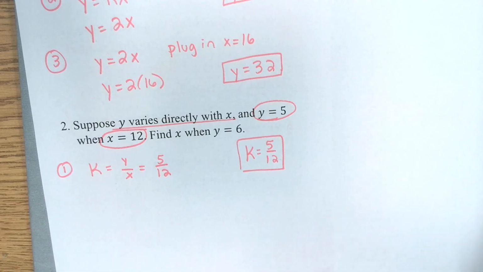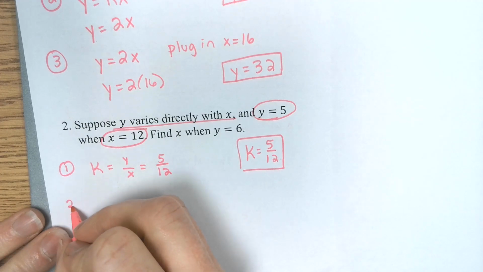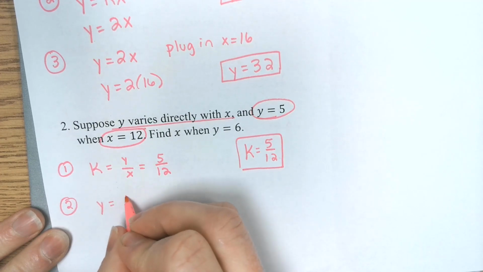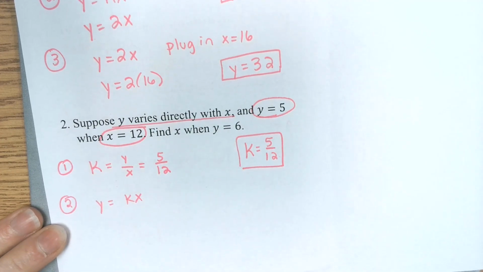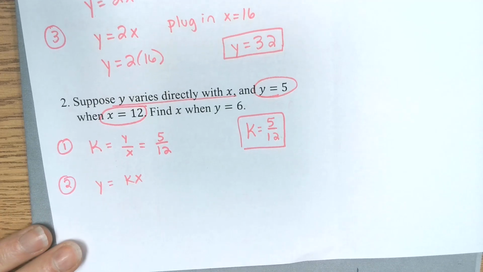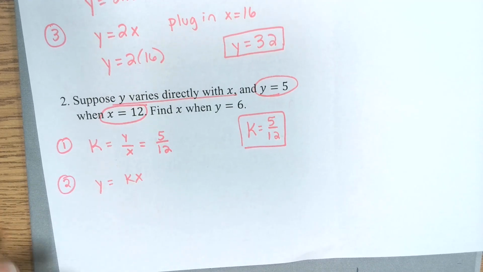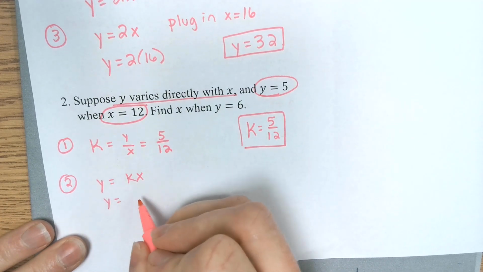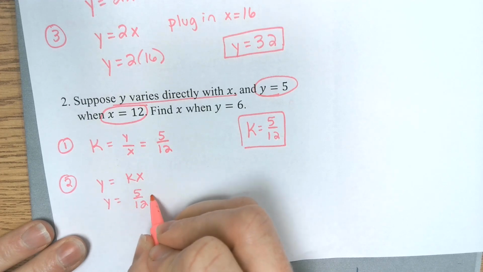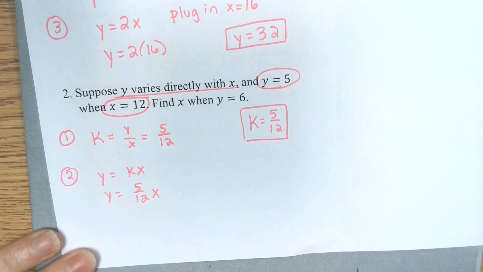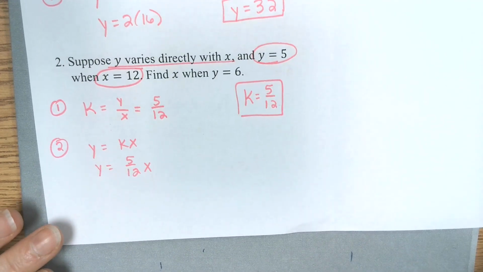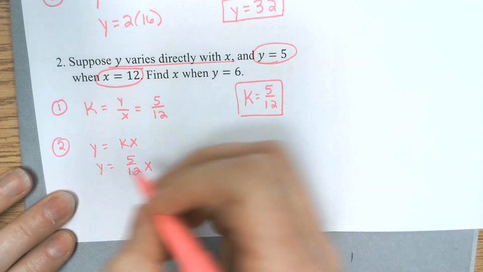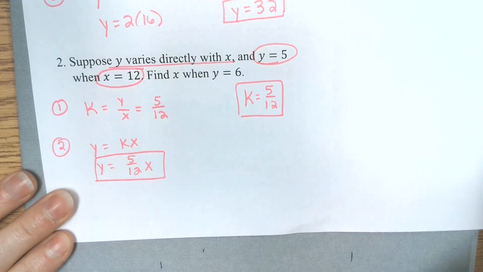If we could reduce it, we would. You could always put it in the calculator and have the calculator reduce it. Okay, number 2 is write your equation. y equals kx. So y equals 5 over 12 x. That's all we got. So I'm just going to put a box around it instead of writing it again.